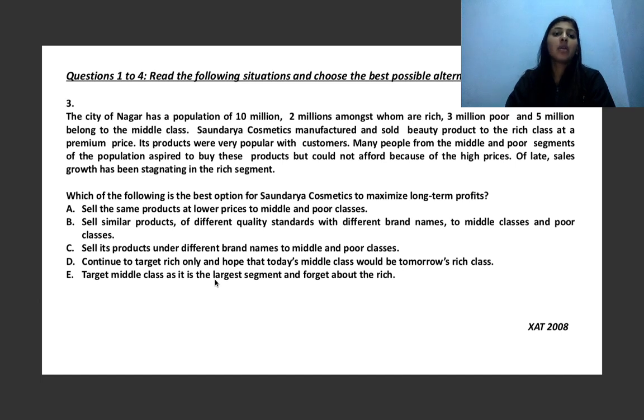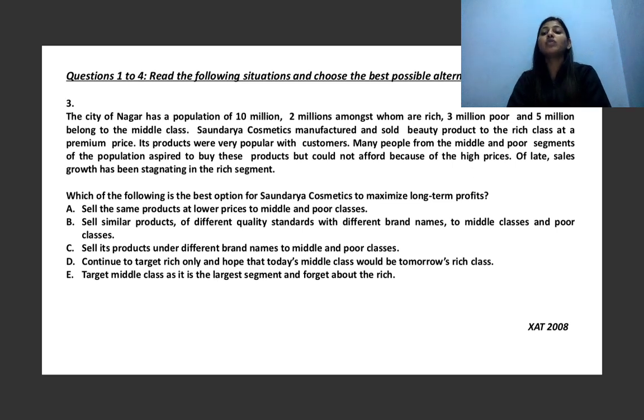The city of Nagar has a population of 10 million, 2 million among whom are rich, 3 million poor, 5 million middle class. Saundarya Cosmetics manufactured and sold beauty products to rich class at a premium price. The products were very popular, so the middle class and poor segments also wanted to buy it, but they can't afford because of high prices. Of late, sales growth has been stagnating in the rich segment. So the growth is there, but it is not so much. What is the best option for Saundarya Cosmetics to maximize long term profits?